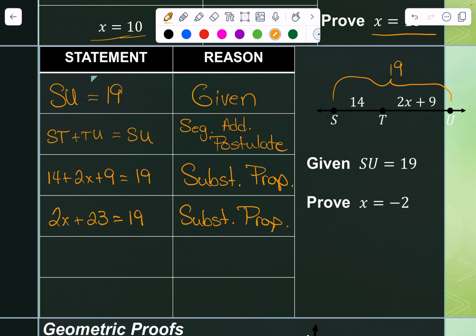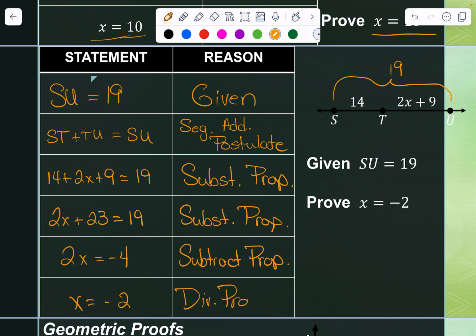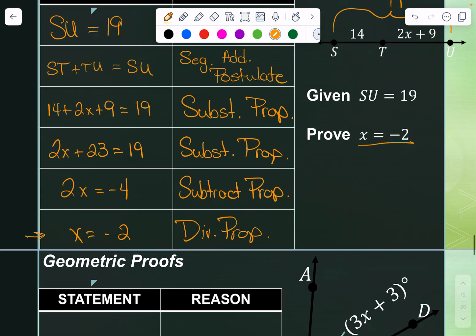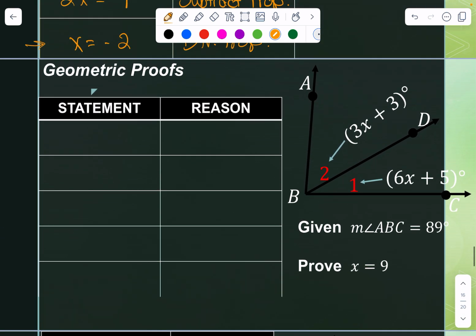It is not the addition property because remember the addition property of equality says that we're adding the same thing to both sides. Then we would subtract the 23 and we get 2x equals negative 4, and that is our subtraction property of equality. And then our last step, we get x equals negative 2, and that is our division property. Okay, so that's what it looks like. I check my proof. That's exactly what I have. So we are good to go. All right, let's try another one here.